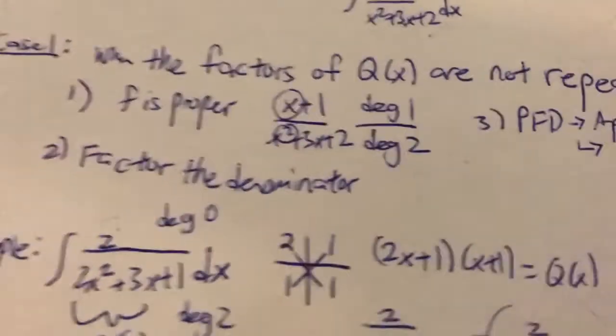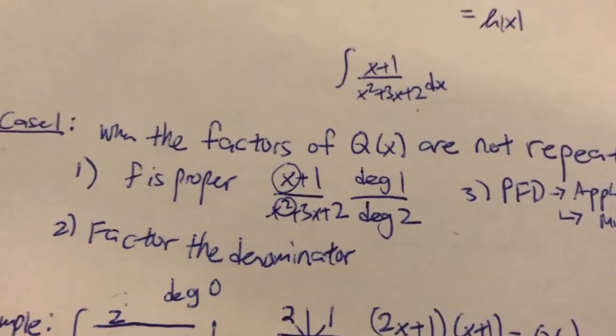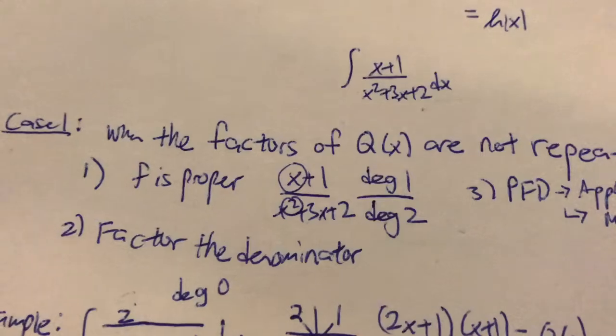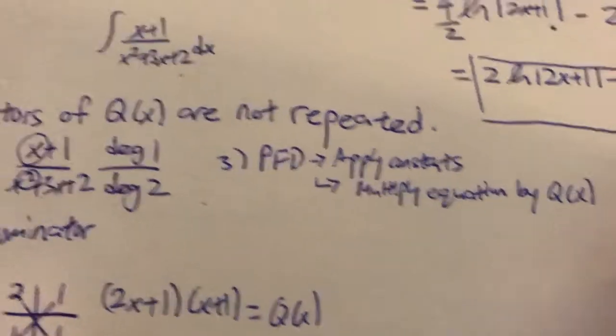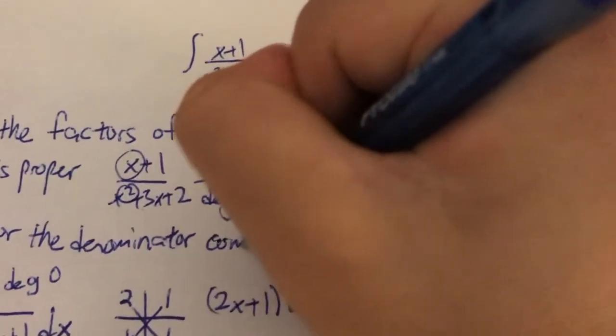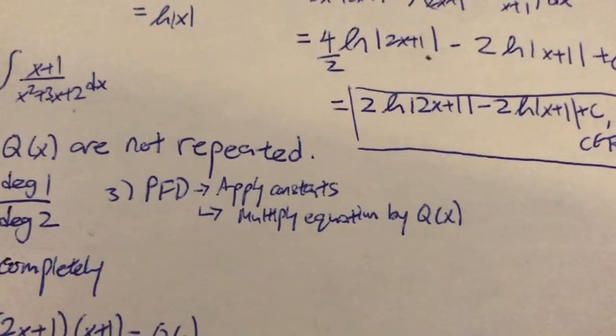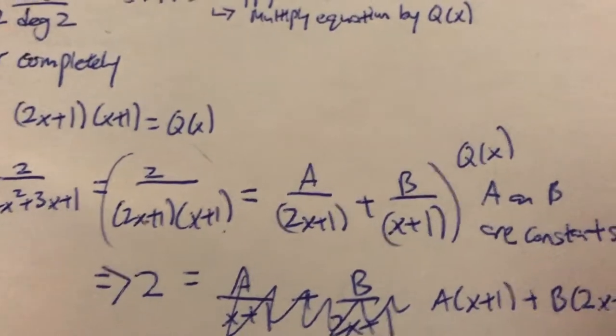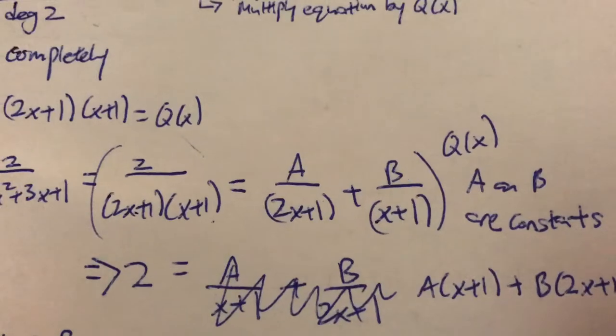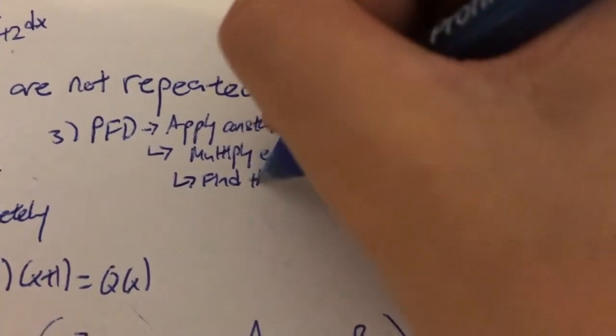So going back to our rules, first of all, figure out when f is proper. Make sure it is proper. Then we factor out the denominator completely. Maybe I should add completely. There we go. And then we use the PFD. We apply the constants, which is just, in this case, a and b, because the numerator has to be a degree less than the degree of the denominator, so it has to be just a constant. And then we multiply the equation by q of x, right? And then we can just find the value of constants.